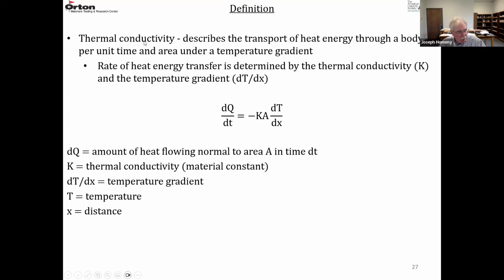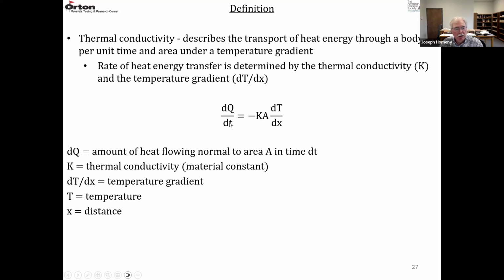So thermal conductivity is simply the transport of heat energy through a body, per unit time, per unit area, under a temperature gradient. You have to have a temperature gradient for heat transport. So the rate of heat energy transfer is determined by the thermal conductivity K and the temperature gradient dT/dx.